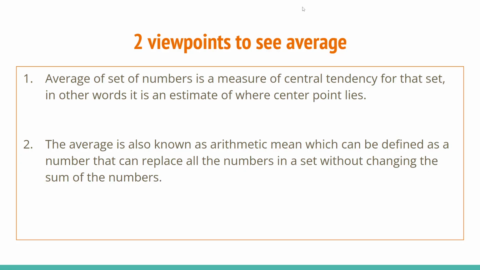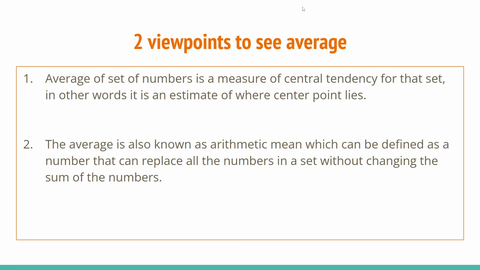That will be a measure of central tendency, which means that, have you seen a beam, right? There is a balancing point in the beam. So where exactly the beam gets balanced, that is the central tendency. That is where the center of mass of that beam lies. Similarly with the average of numbers as well. It is a measure of central tendency for that set, and in other words, an estimate of where the center point lies.